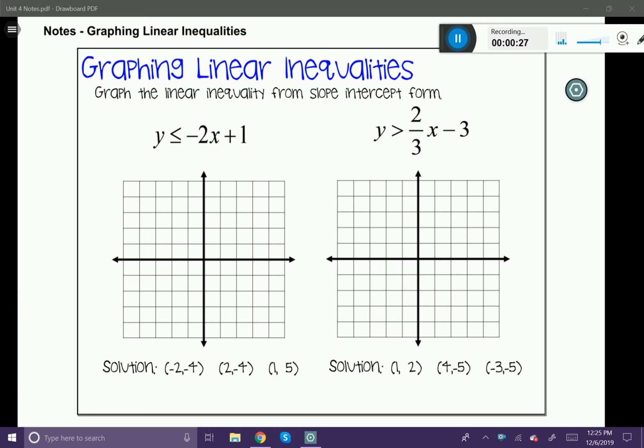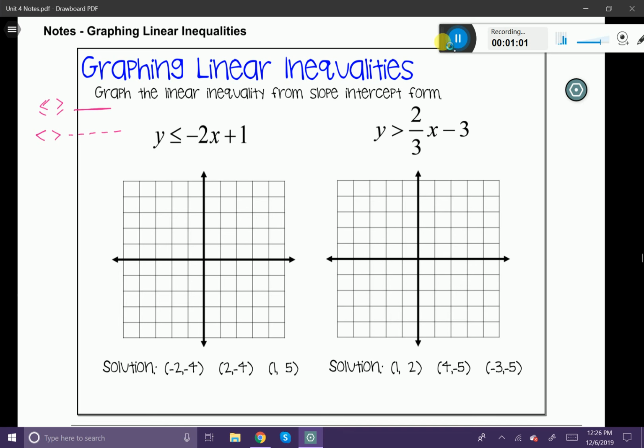Let's go ahead and look at this first example. y is less than or equal to negative 2x plus 1. So the first thing I want to notice is the symbol. The symbol less than or equal to or greater than or equal to means that it's going to include that point. What we're going to use for those two symbols is a solid line. Unlike if we had less than or greater than, this is going to be represented by a dotted line, meaning that the point is not included.